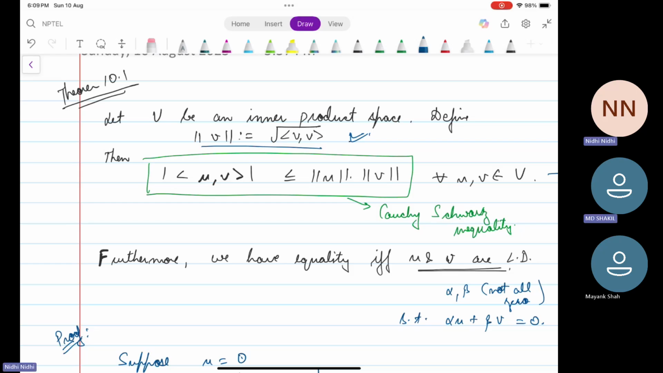So your question is: while proving the Cauchy-Schwarz inequality, where do we use that it is a norm? If we do, then how is this proof independent? It is in the proof of Corollary 10.1 that we have used the Cauchy-Schwarz inequality.